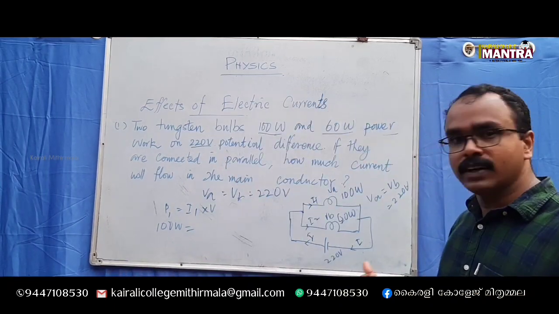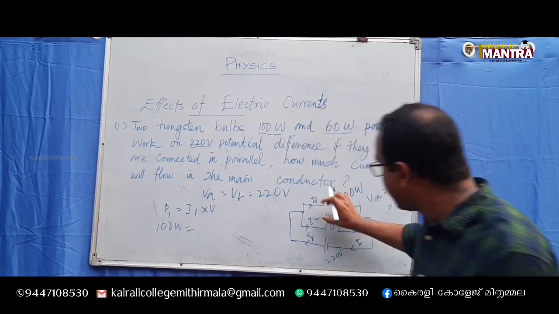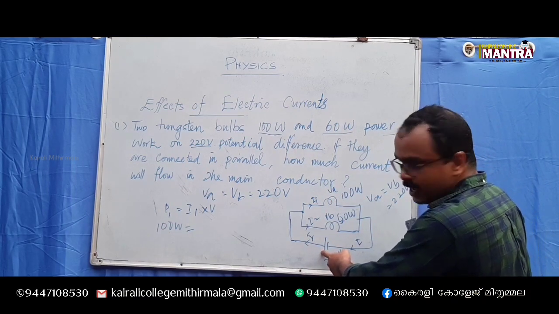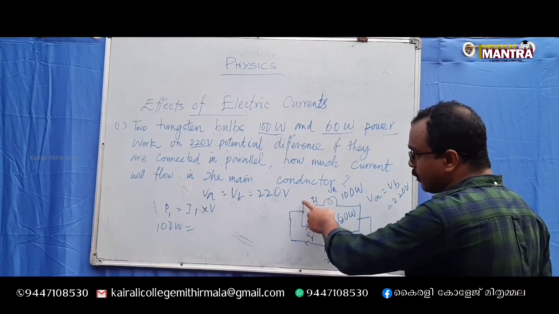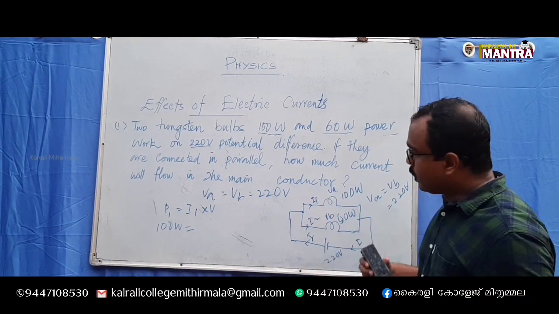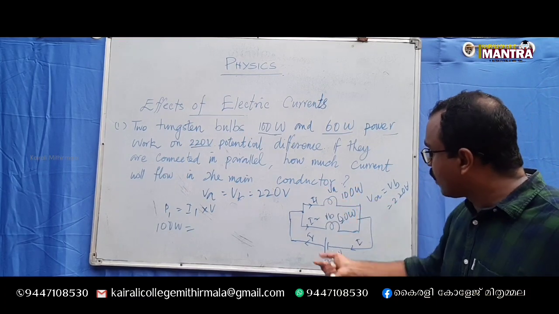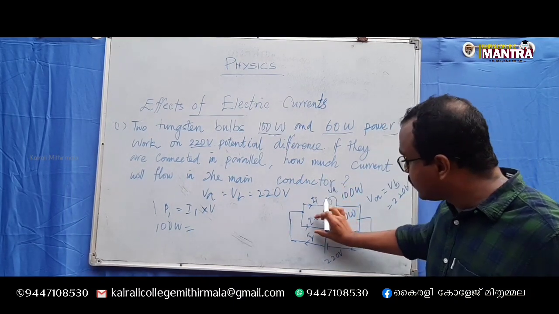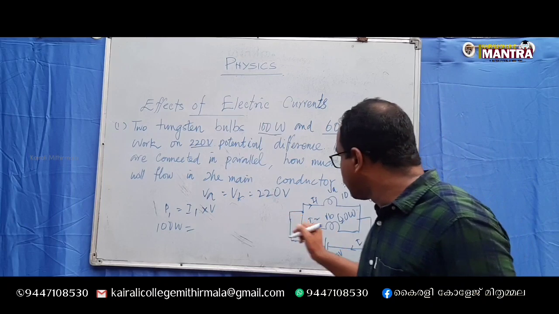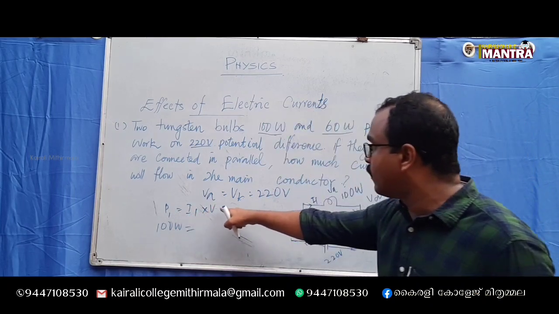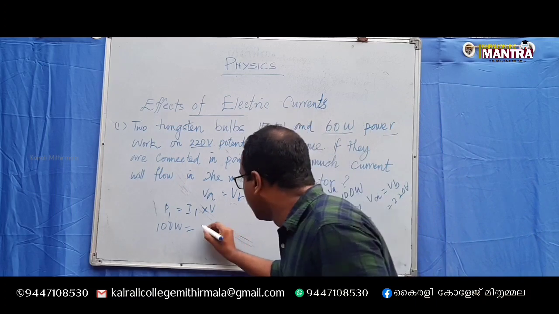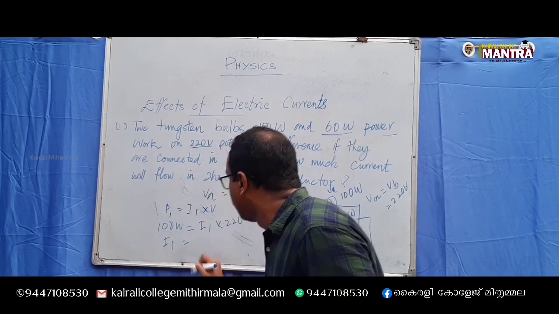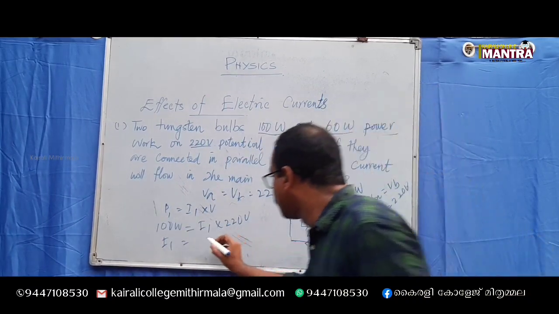Here I is the main current which is drawn from this voltage source, and at this point this current is divided among these branches and it will be I1 and I2. So if you find out I1 and I2, you can find out the main current I. That's our idea. So first we will find out I1 and then we will find out I2. First, P1 is equal to I1 into V, and we have to find out I1. I1 is equal to 100 divided by 220 volt.